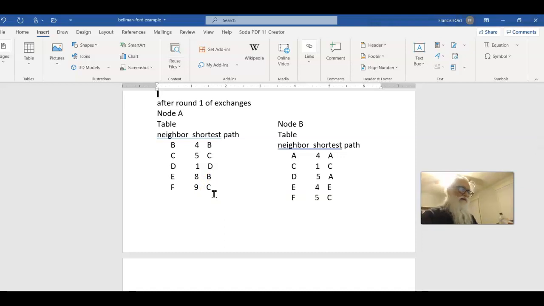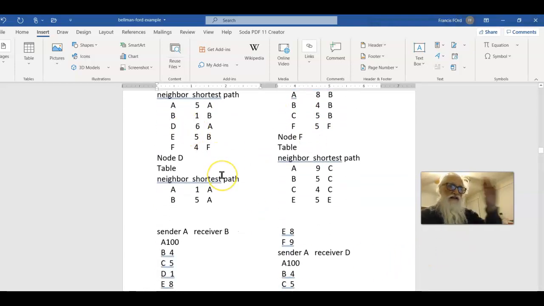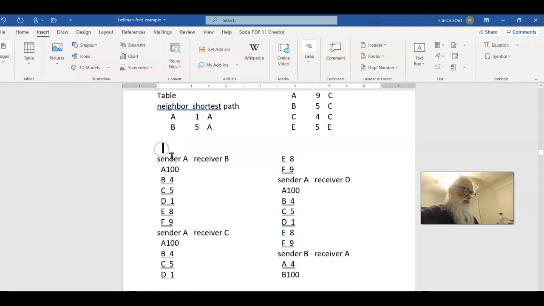All right, that's round 1. I don't know if it's done. I know, for example, table E doesn't have everything. And I noticed that table D doesn't have everything. So I run it again. I make the new exchanges.